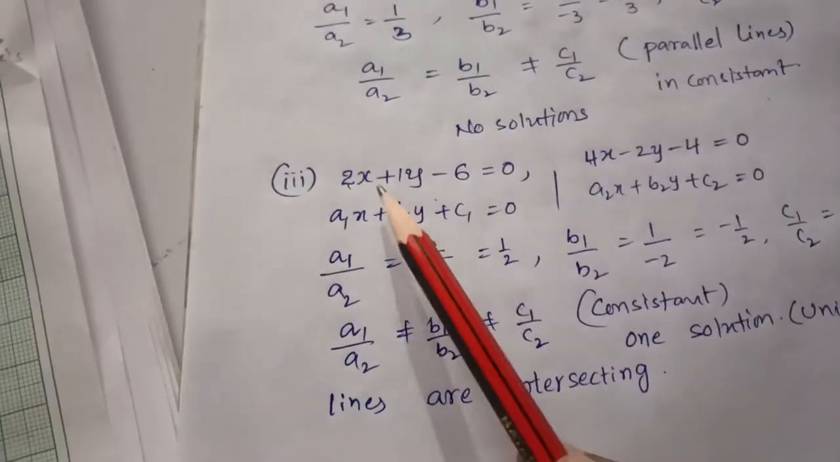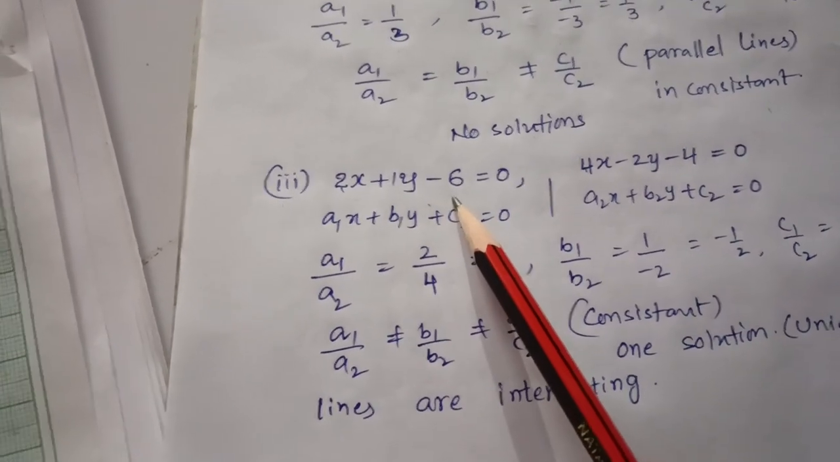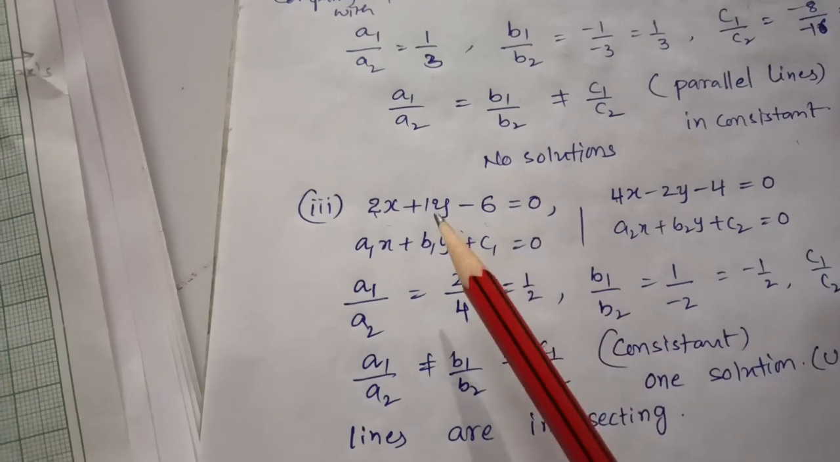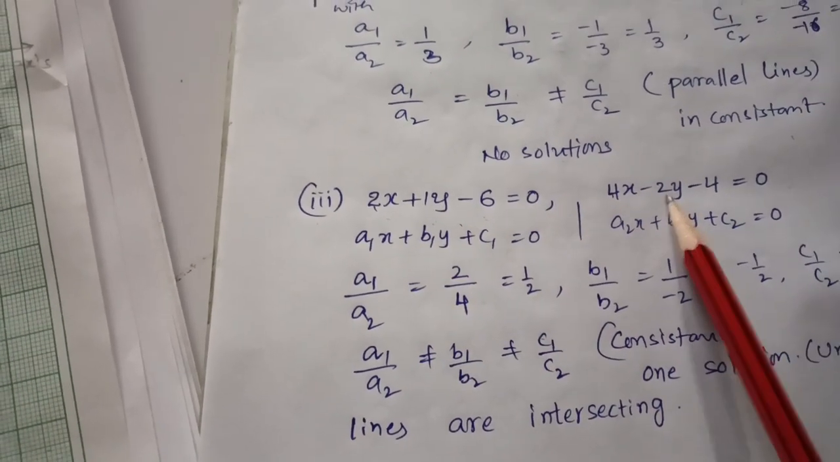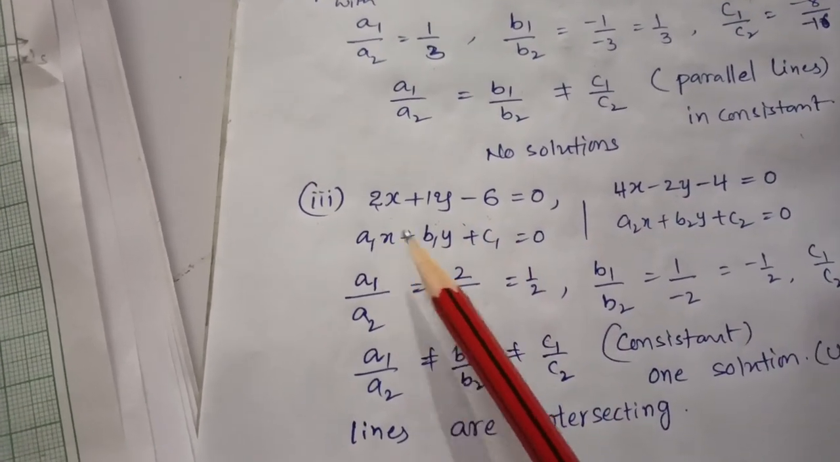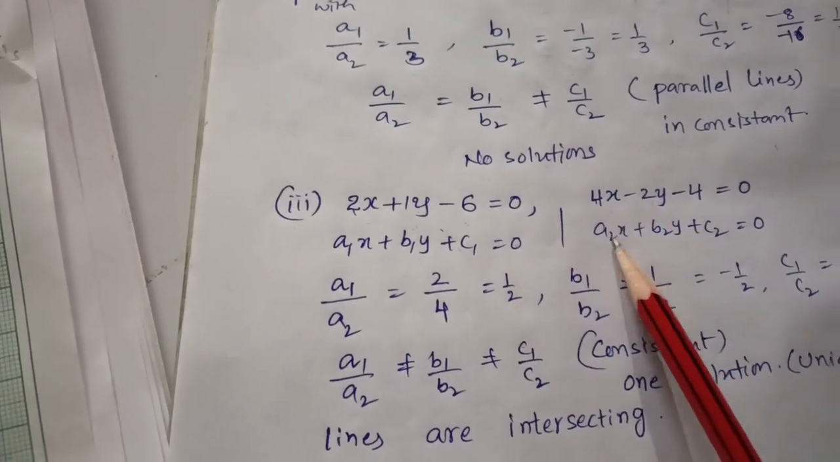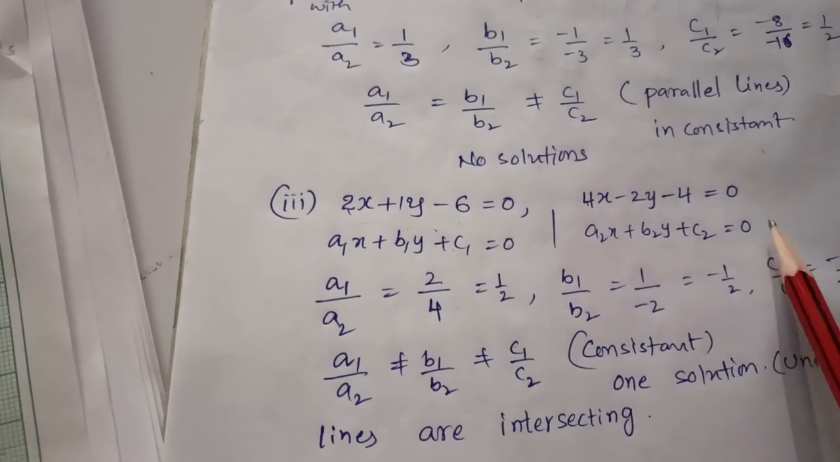Third one, 2x plus 1y minus 6 equals 0, 4x minus 2y minus 4 equals 0. Comparing these two equations, the first equation is compared with a1x plus b1y plus c1 equals 0, and the second equation is compared with a2x plus b2y plus c2 equals 0.